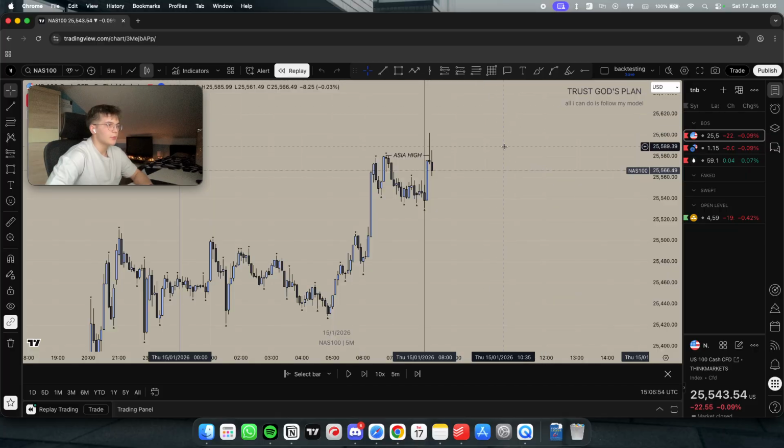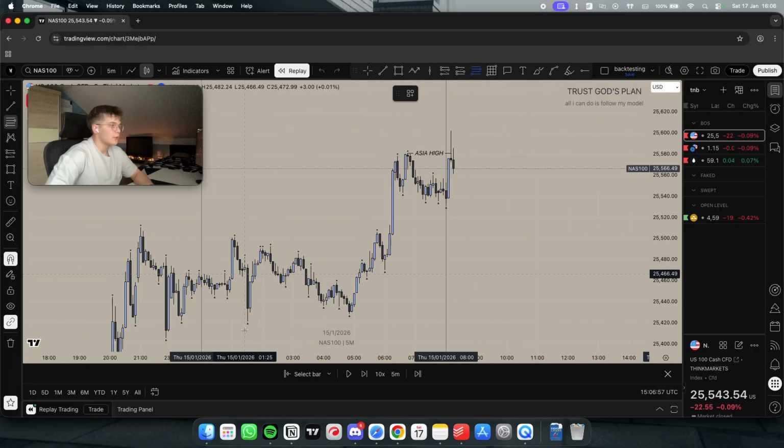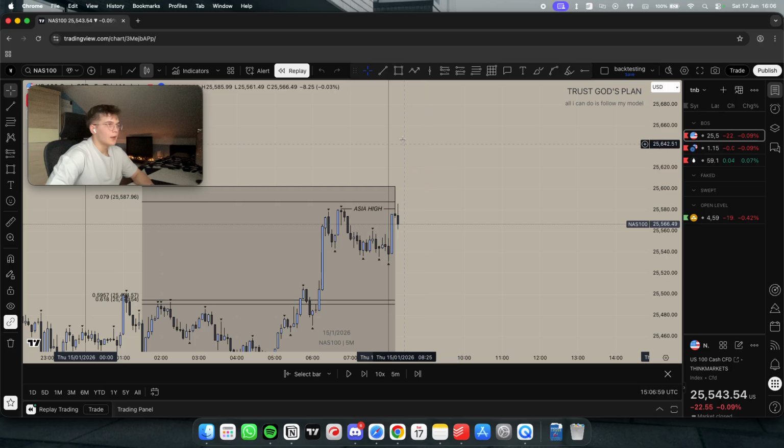So now we can put the fib tool to have a fake out zone from previous session low to current session high, and we have a fake out zone.